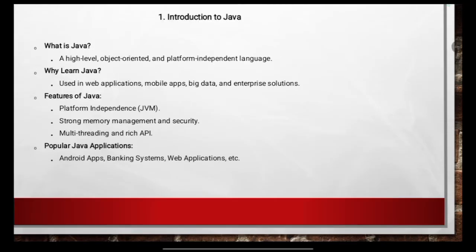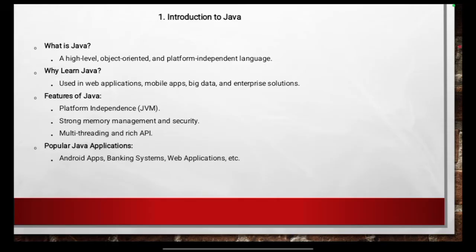In this slide, we will be discussing Introduction to Java. First of all, we need to go through the slide carefully. What is Java? A high-level, object-oriented and platform-independent language. Why learn Java? Used in web applications, mobile apps, big data and enterprise solutions. Features of Java: platform independence, JVM, strong memory management and security, multi-threading and rich API. Popular Java applications: Android apps, banking systems, web applications, etc.